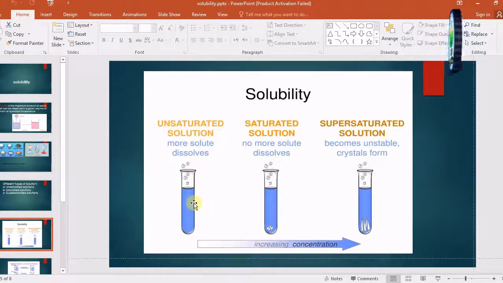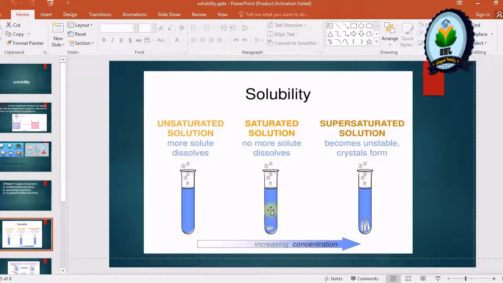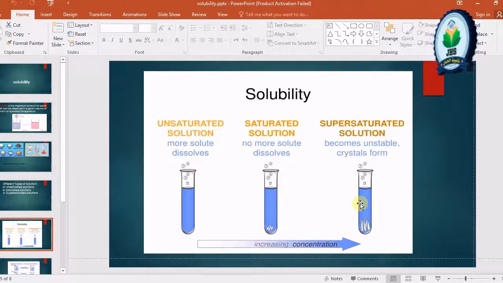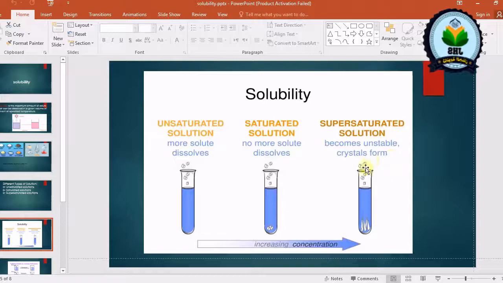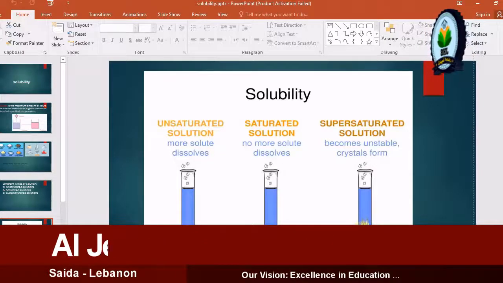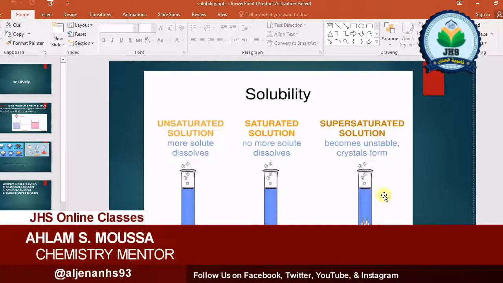To the same tube, I add more sugar to the water. At the bottom of the tube, you will recognize that not all the sugar dissolved. So we call it a saturated solution. In the same kind of tube, with the same amount of water, I add even more particles of sugar. You will recognize sugar particles at the bottom of the tube. So we call it a supersaturated solution. This is an increasing concentration.